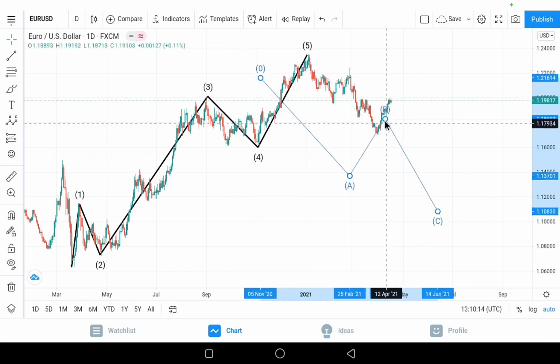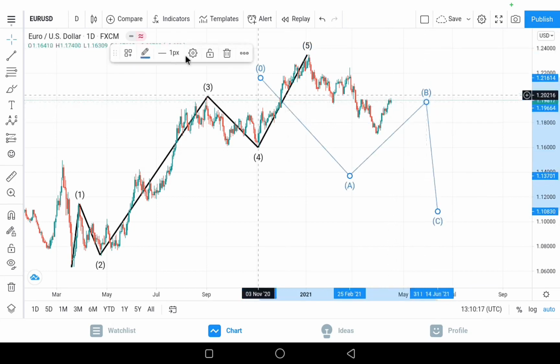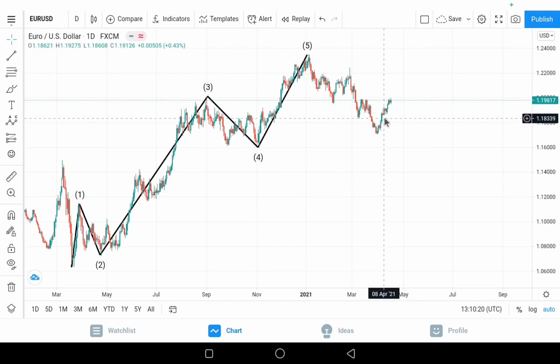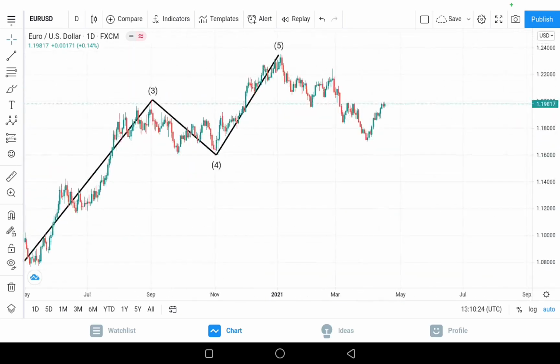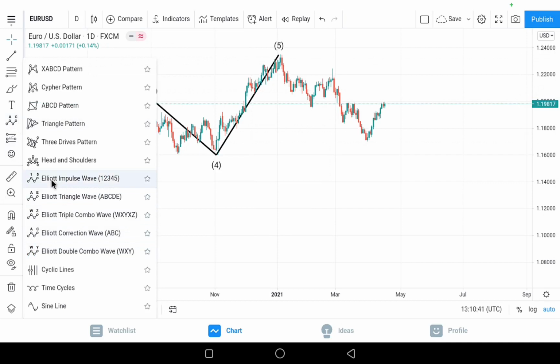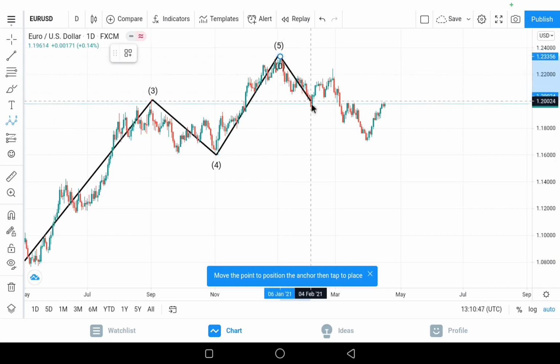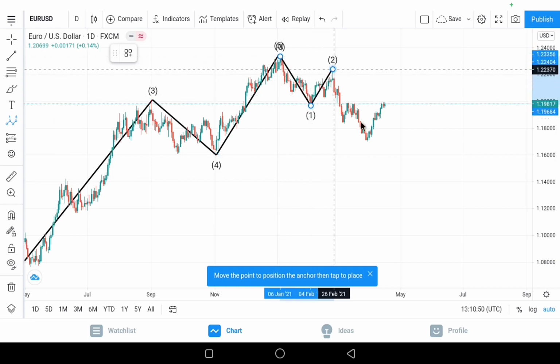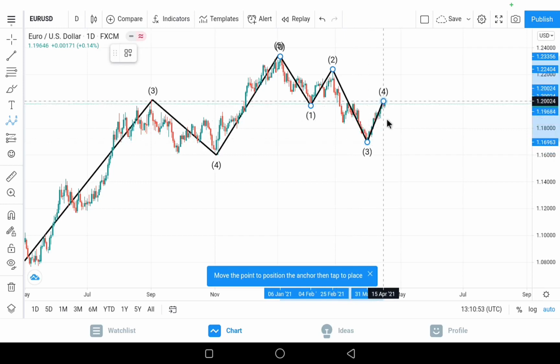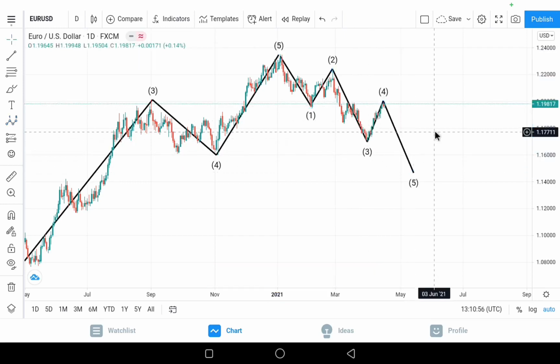But also B is supposed to... I'm not seeing the three waves of B here, because this is supposed to be 1, 2, 3, and this is, if this is 1, 2, 3. Okay, I'm sorry. Let me try to make it plain. The plausible scenario. So the second plausible scenario is if this is 0, 1, 2, 3, 4, and 5. Let's just accept this count.